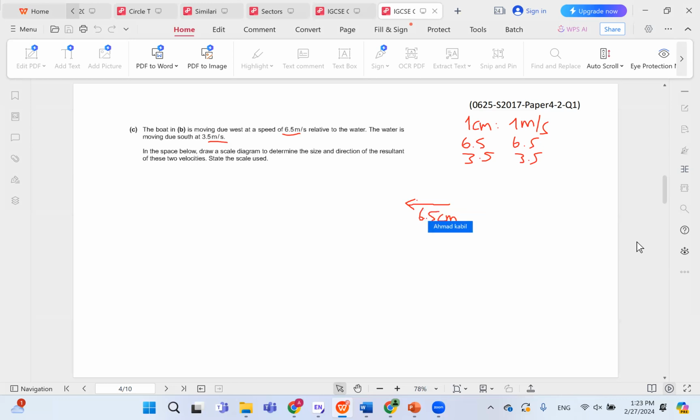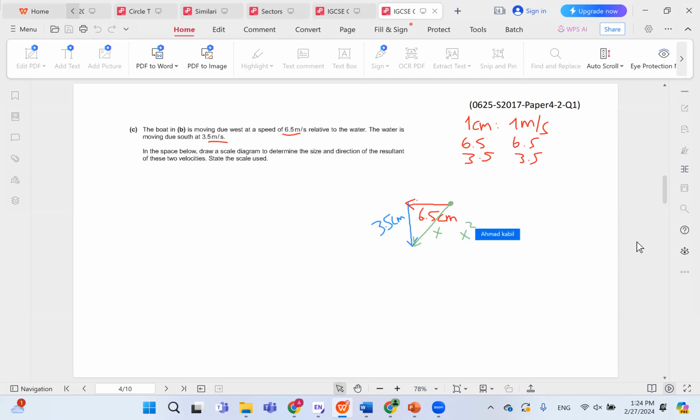The water is moving south at 3.5. So we have here a vector of 3.5 centimeters. Like we said before, the resultant begins at the tail of the first and ends at the head of the second. So the green line is the resultant. If we want to get the size of the resultant, of course, we can measure using the ruler, but we can verify using the Pythagorean theorem.